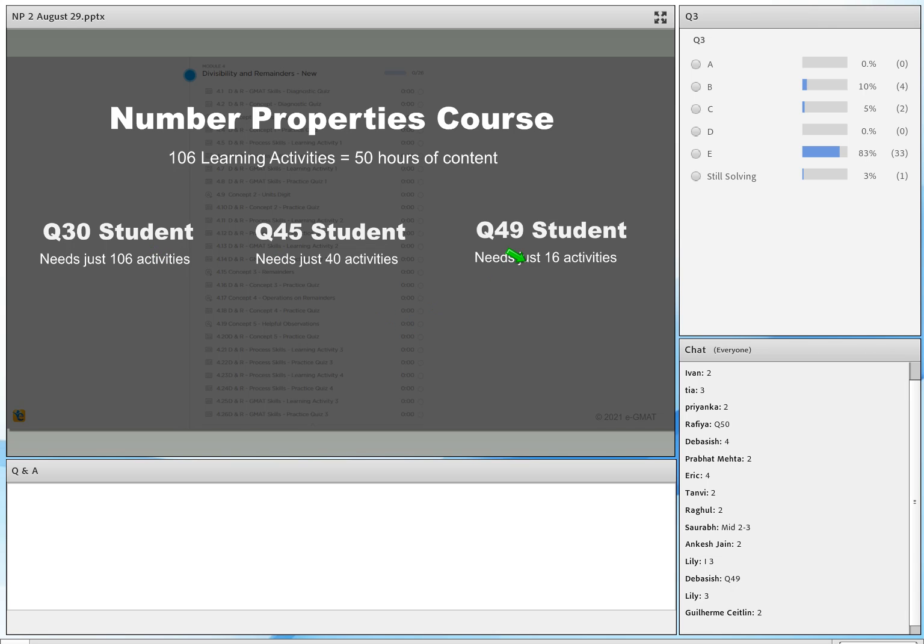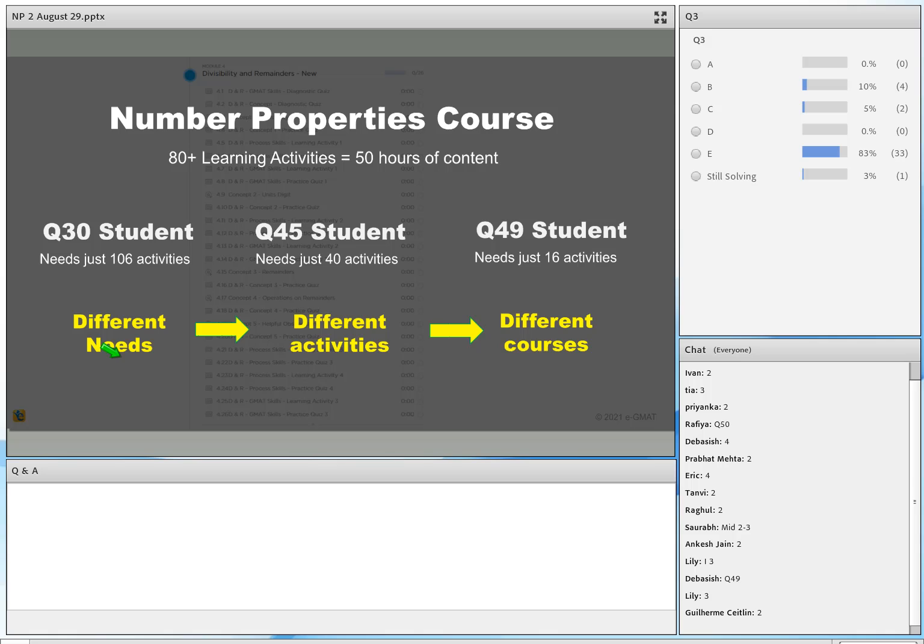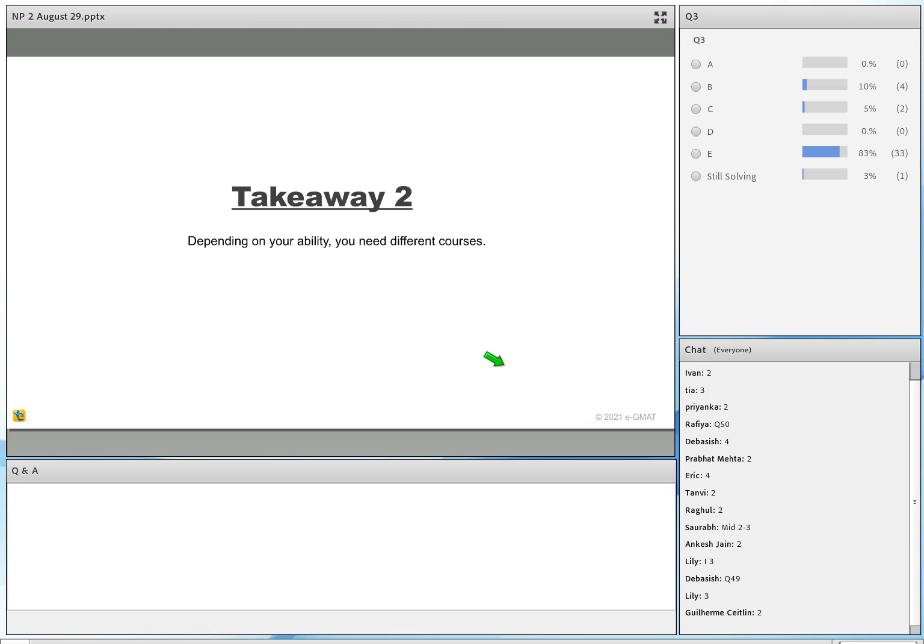That's how the course is for every student. Different needs, different activities, different courses. We're not going to ask you all to do the same thing. It's all depending on your ability. You need different courses, so don't worry that you have to do so much. You don't know where you're starting.